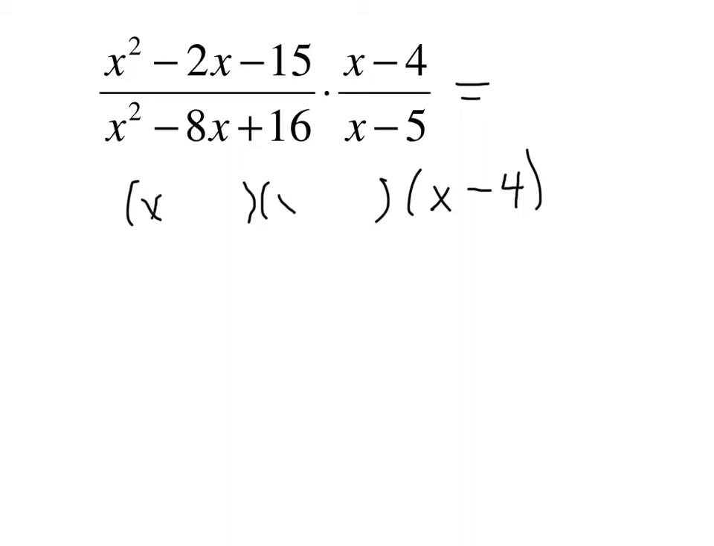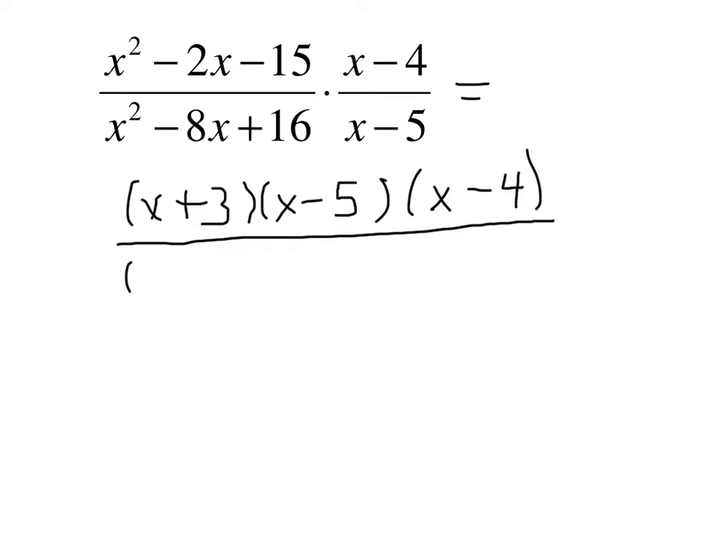We need an x and an x. What are the signs? What factors of 15 do we want to use? 5 and 3. Which one is negative? The larger one is negative because that will give you a negative 2x.